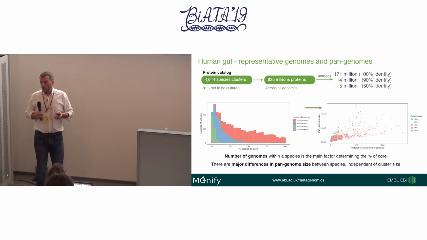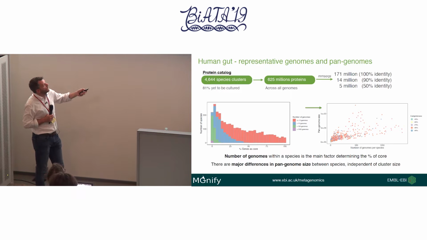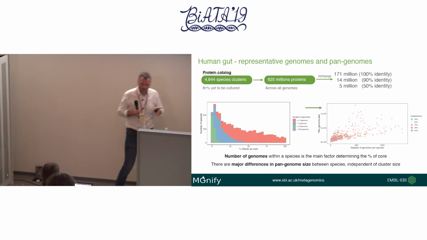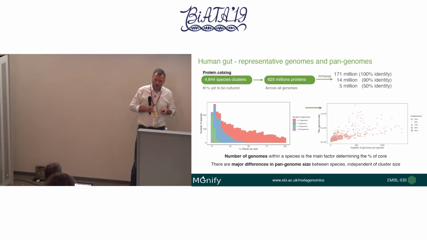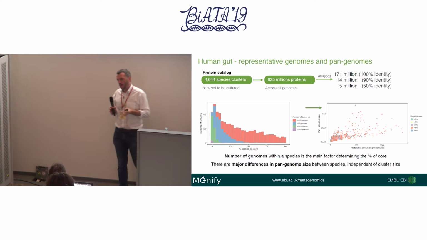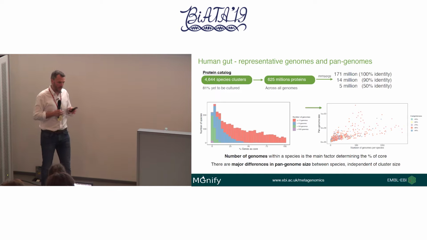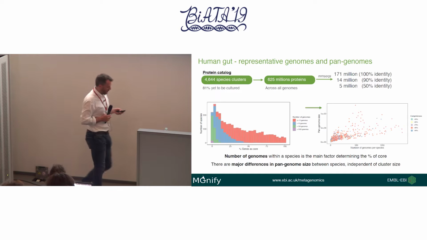But if we look at the overall pan-genome size, against the number of genomes that represent that species, and the total pan-genome size, actually there's not so much that's correlated. And so some of the species are massively expanded when you look at all the genomes, and that's not just purely weight of numbers.